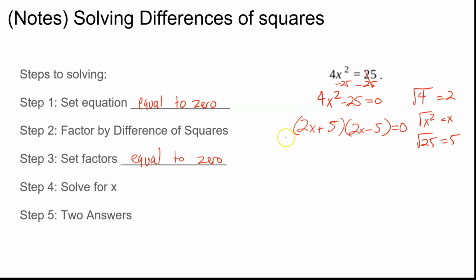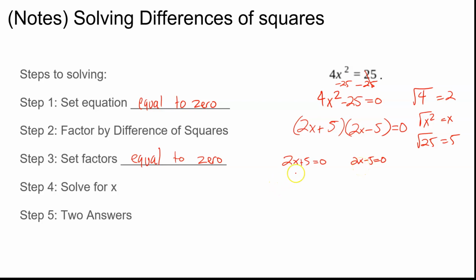So I'm on step 3 here. And then my step 4 is to solve for x. I am now on step 3. I'm going to set each factor equal to 0. So 2x plus 5 is going to be equal to 0. And 2x minus 5 is equal to 0. And now I'm going to solve for x. For both of them, I should get two answers.